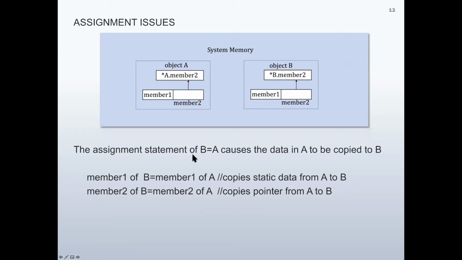The assignment statement B assigned value A causes data in A to be copied to B. Member 1 of B assigned value member 1 of A. This copies static data from A to B, and also member 2 of B assigned value member 2 of A. This copies the pointer from A to B.